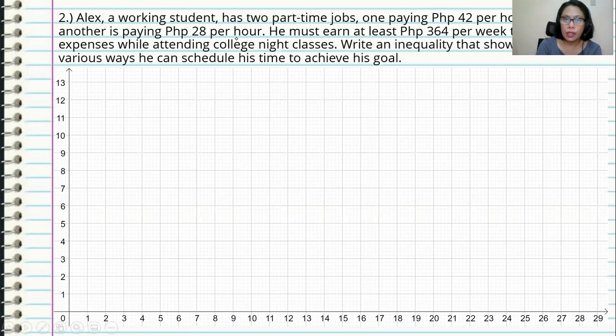Now, Alex, a working student, has two part-time jobs, one paying 42 per hour and another paying 28 per hour. So he must earn at least 364 per week to pay all his expenses while attending college night classes. So write an inequality that shows the various ways he can schedule his time to achieve his goal. So this is like solving for the solution of the inequality described by the situation. Let's go back to the problem again. The key words here are at least. So again, at least is associated with greater than or equal to. Okay. And then 364.